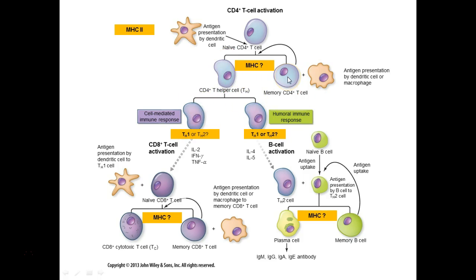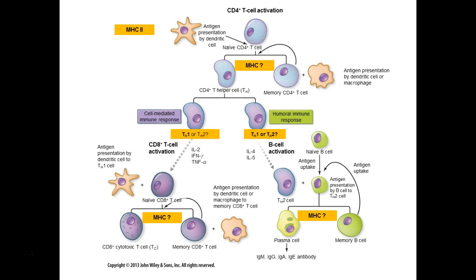Some of them are going to be memory cells, that are going to stick around in case we see this guy again. So if an antigen-presenting cell, in this case dendritic cell or a macrophage, comes along later, it could present to this memory cell, and we start the process all over again. That's what this back arrow means. It means we go back and we produce more helper T cells and more memory cells even.